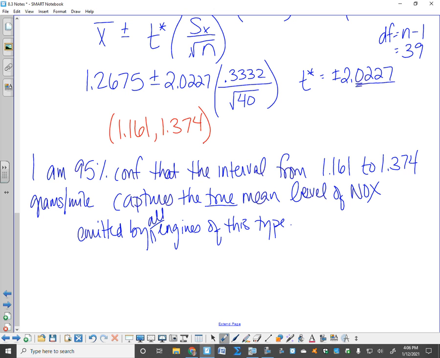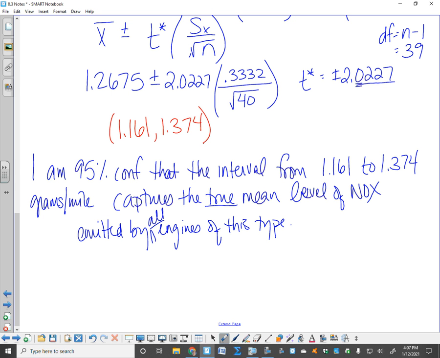One more time, and I know you can pause it and rewind it. Since our interval exceeds the limit of 1.0 gram per mile for the average NOx emission, it appears that this type of engine violates the EPA limit. And I really just got that from the question: are you convinced that this type of engine violates the EPA limit? So make sure you answer the question by restating the question. Good problem.